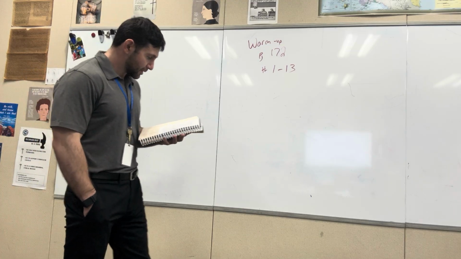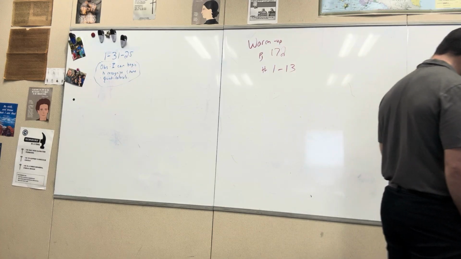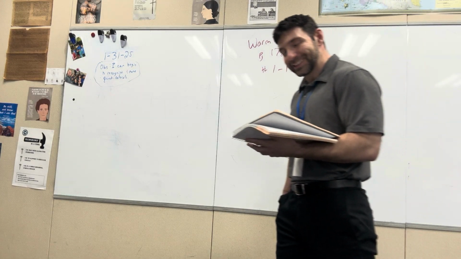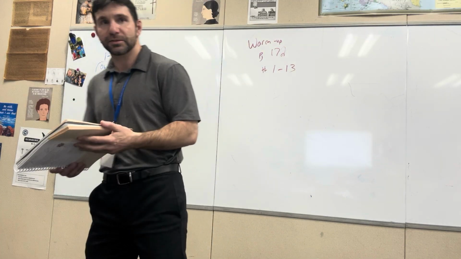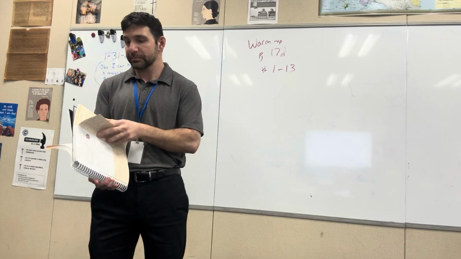Number 11, angle 1 is 26 degrees, angle 2 is 64 degrees. Number 12, the measure of angle 1 is 120 degrees. The measure of angle 2 is 60 degrees. And last but not least, what is the measure of each base angle? The base angles are the congruent angles in an isosceles triangle, and it is 70 degrees. Questions, concerns, and or problemos?